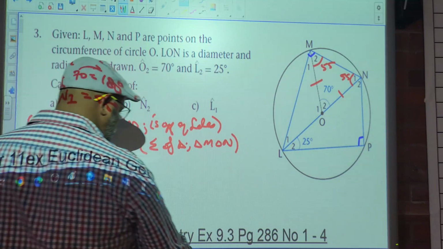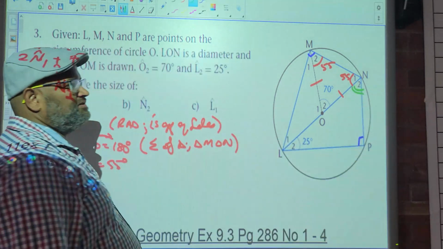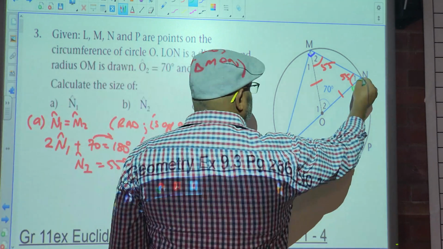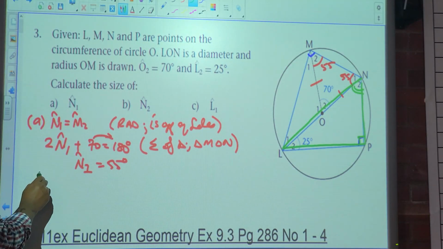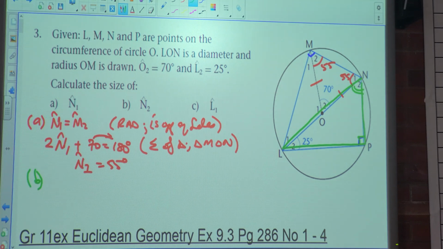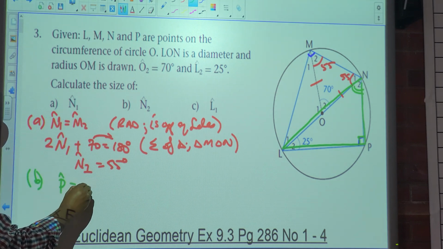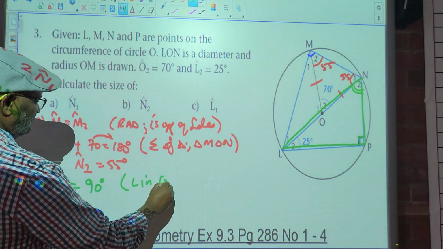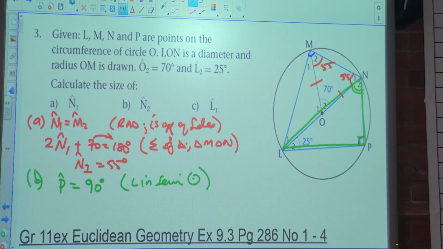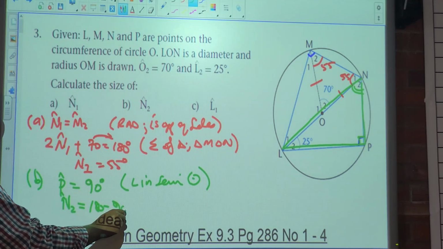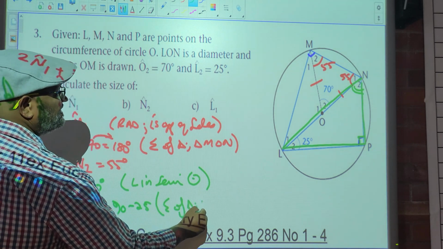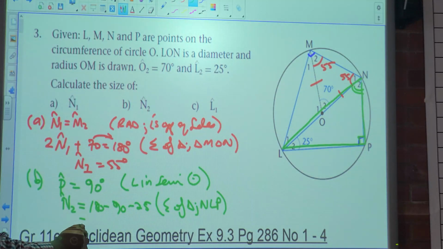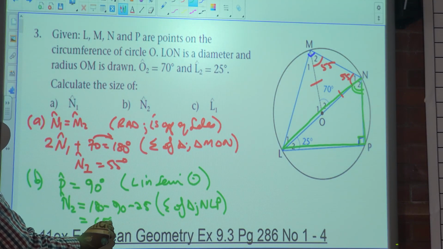Now they want N2. Angle N2. How are you going to work out N2? Sum of angles in a triangle. But we need to now mention P is 90 degrees. Not so? If it's not on the diagram, we need to state it. Okay. So angle P is equal to 90 degrees. Why? Angle in a semicircle. So N2 is equal to 180 minus 90 minus 25. Why? Sum of angles in a triangle, and this triangle LPN. So angle N2 works out to be 65 degrees.